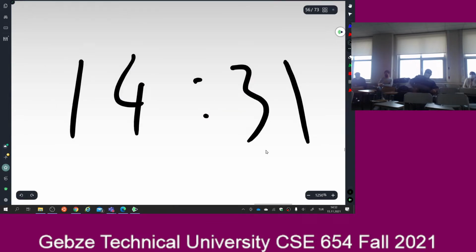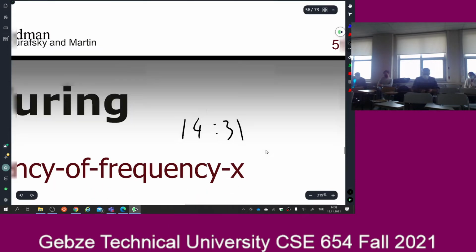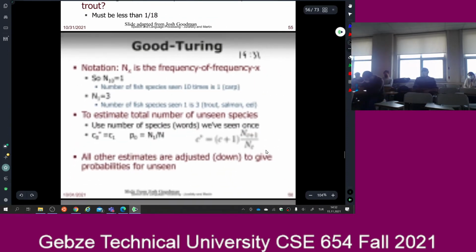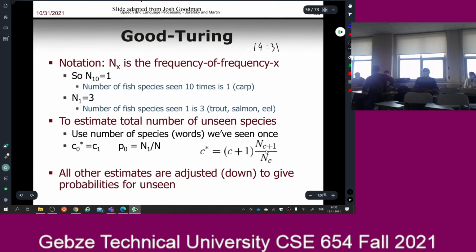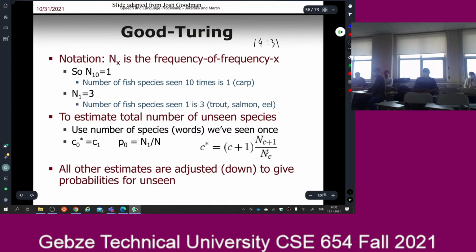Okay, we are back. So for this we are going to define this function nx. What is the meaning of nx? nx is the frequency of frequency x. So it sounds complicated, but it's not actually. Frequency of n10 means how many of the fish types did you catch 10 times?